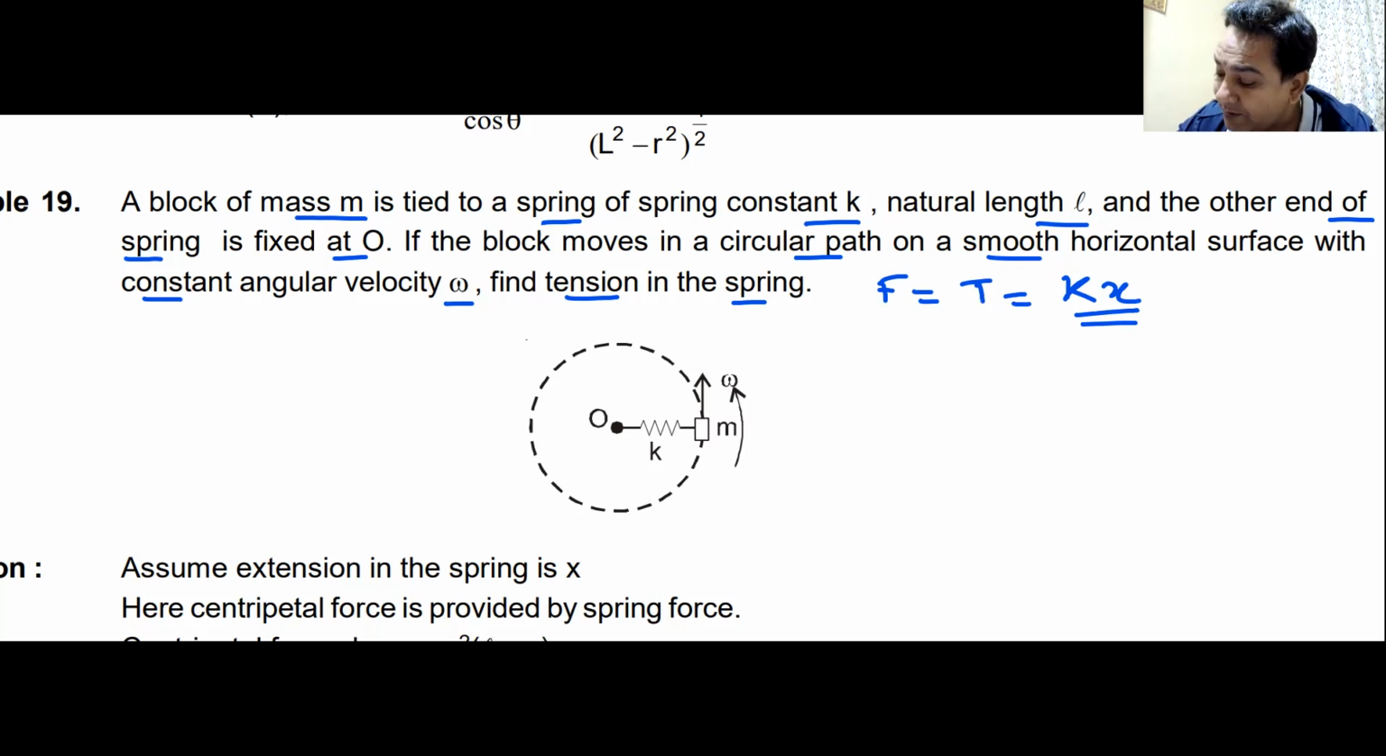All the things are given. You know m, you know k, you know L, and you know omega. So your answer should come in terms of these four quantities: m, k, L, and omega. Your time starts now. If you can do it on your own, it is very good. Else, I am always there to help you out. One minute, and your time starts now.